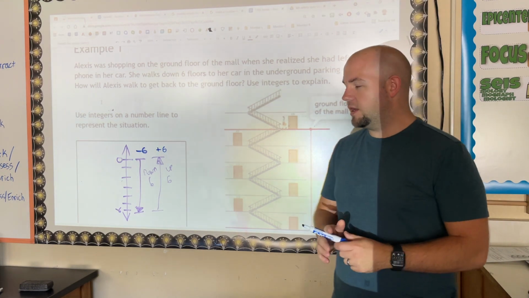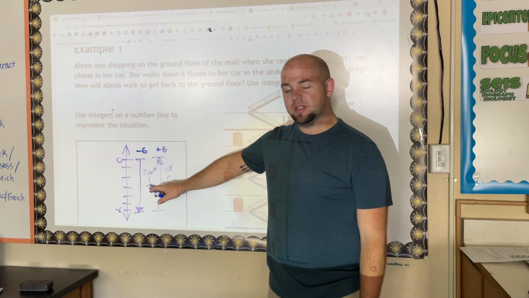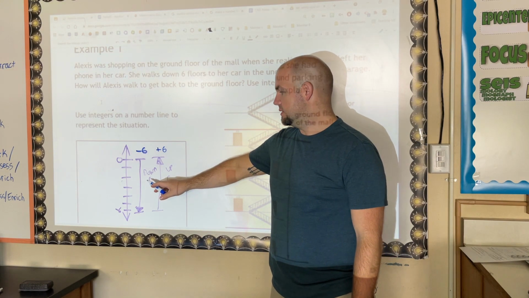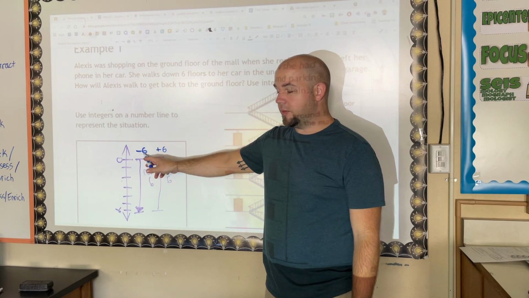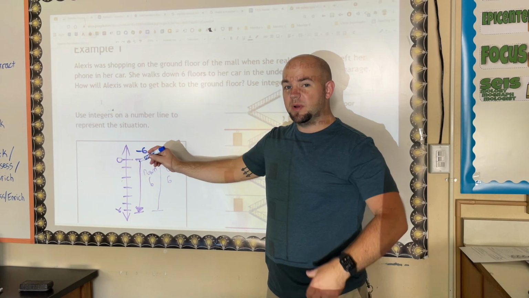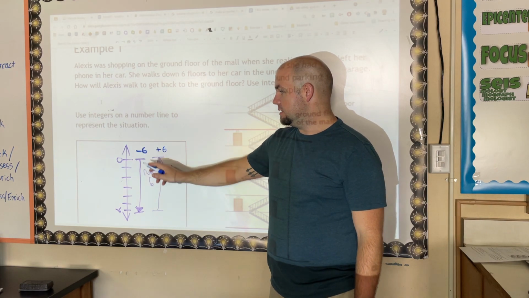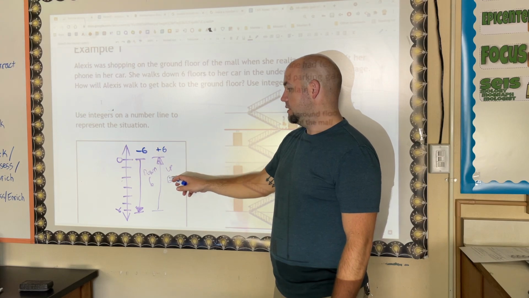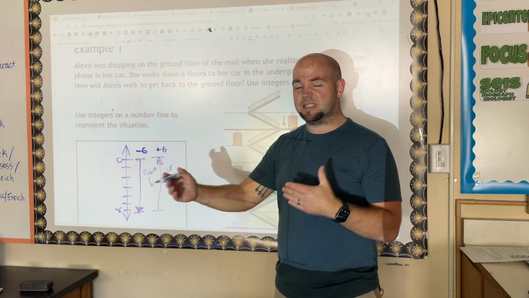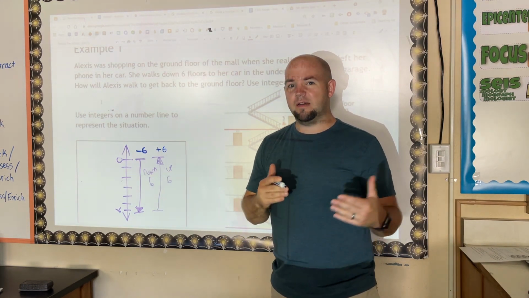So what we're looking at here too though is, I told you that the absolute value for both of these. She walked down 6, the integer that we used to represent that was a negative 6, but the absolute value of negative 6 is 6. She walked down 6 floors, she walked up 6 floors. That's the distance that she walked. You can't have a negative distance.